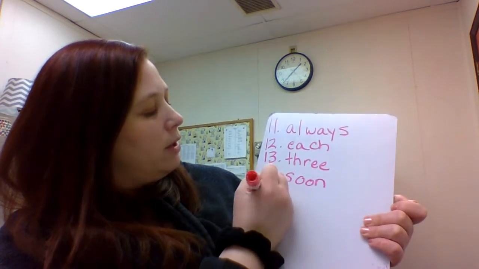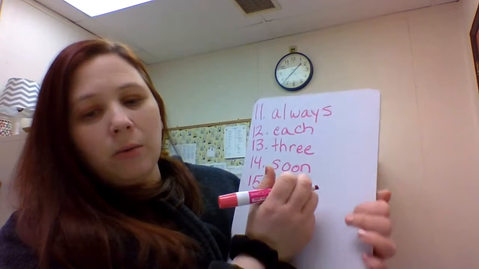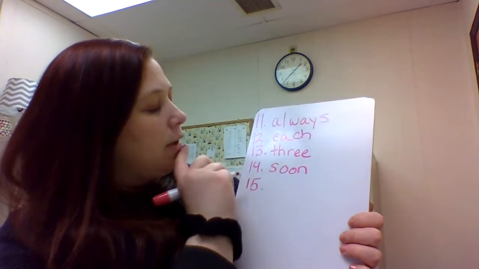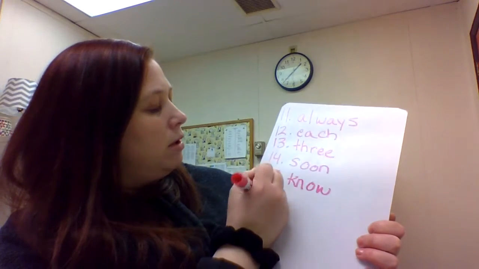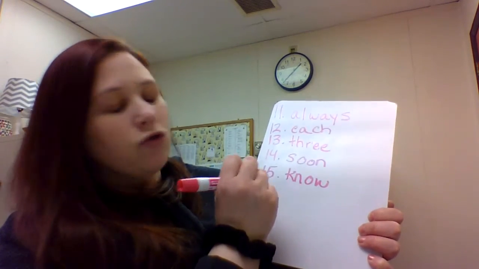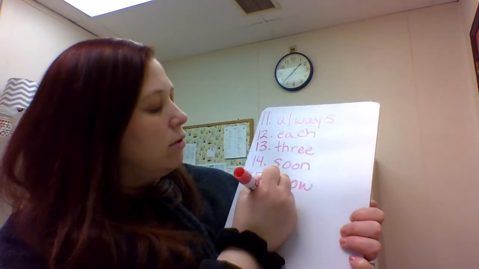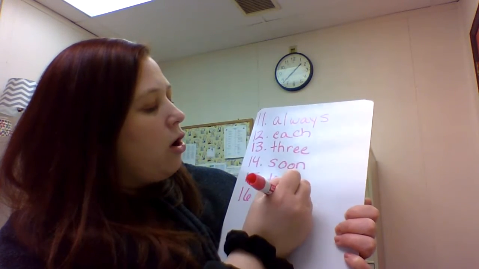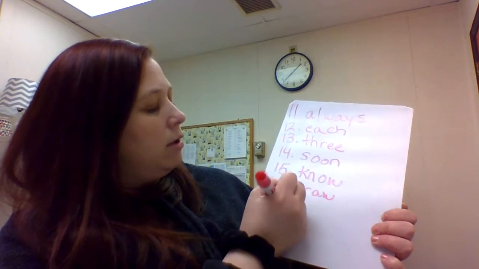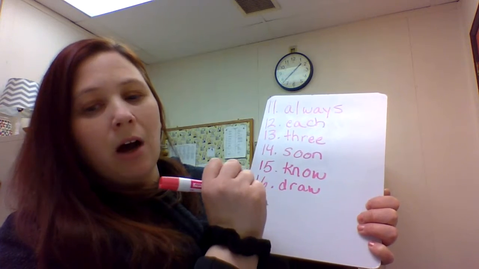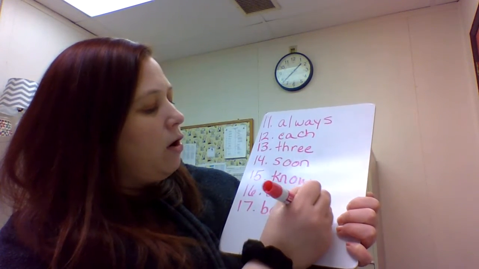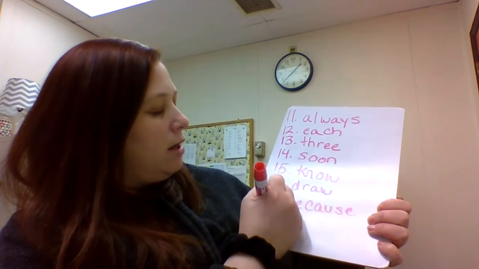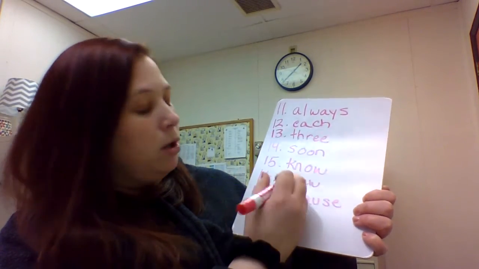Soon. Number 15, we have no, that's our silent digraph, K-N-O-W. Number 16, we have draw, D-R-A-W. Number 17, we have because, B-E-K, that aw, s. And number 18, we have blue.